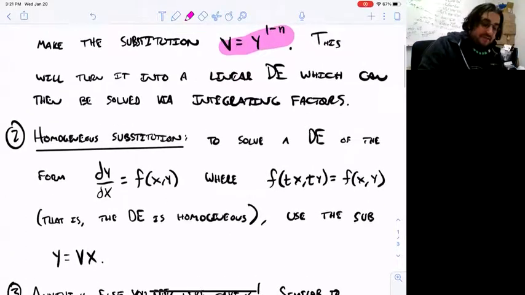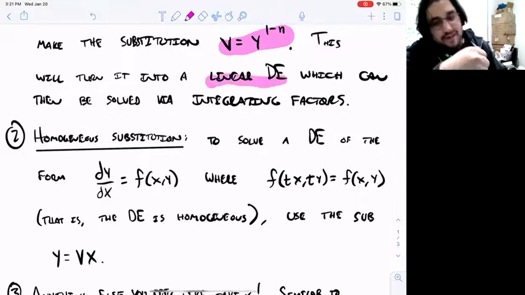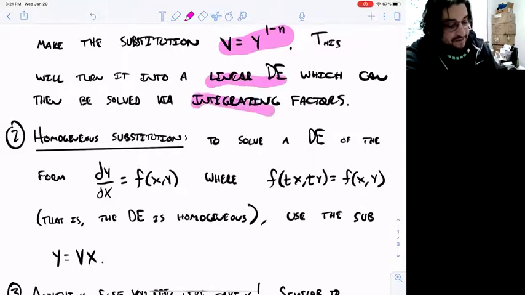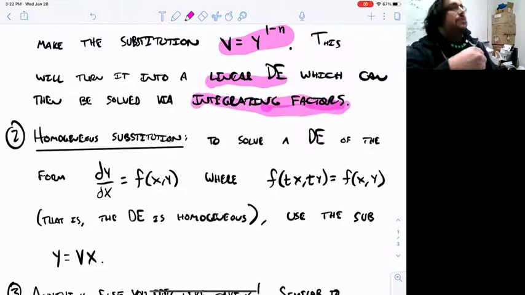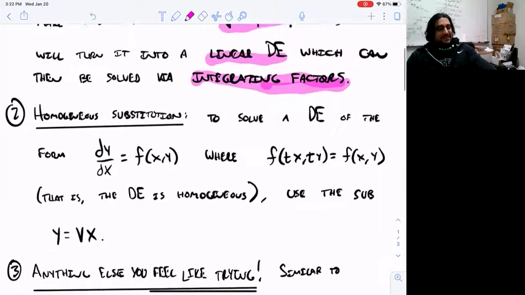Note that after you make the substitution, you'll get a linear differential equation, which then you can solve using integrating factors. So the Bernoulli substitution doesn't fully solve the DE for you. It just brings you back to a linear first order DE, which then you can do by another method, namely integrating factors. Two, homogeneous substitution.